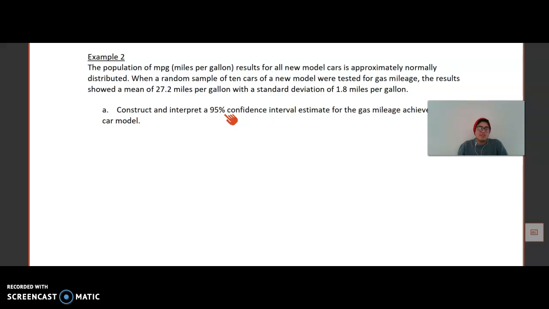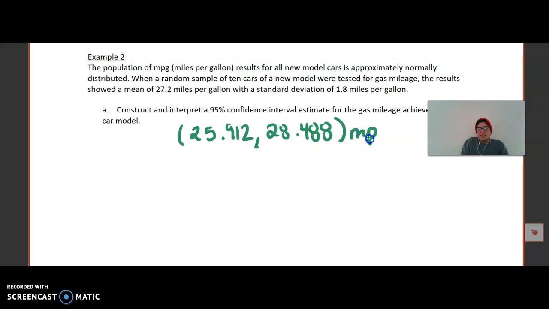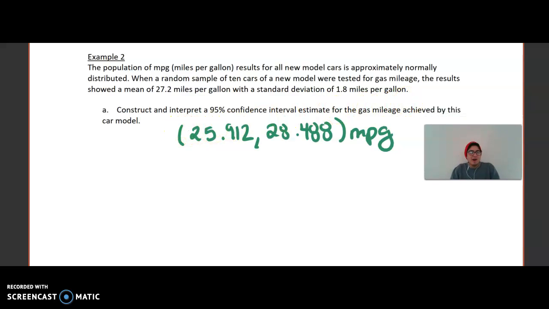Your interval should be somewhere between, I'll write this in for you, 25.912 and 28.488 miles per gallon. So that's the easy part there. I'm going to leave the interpretation, the assumptions, and the name all up to you all.